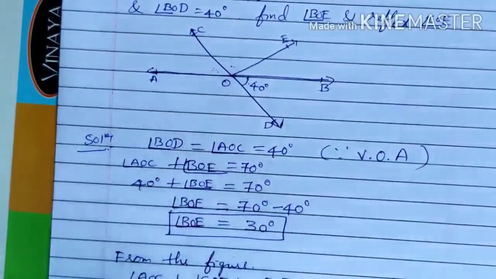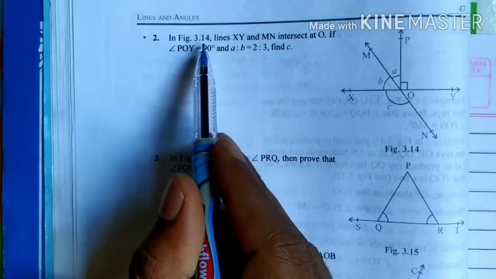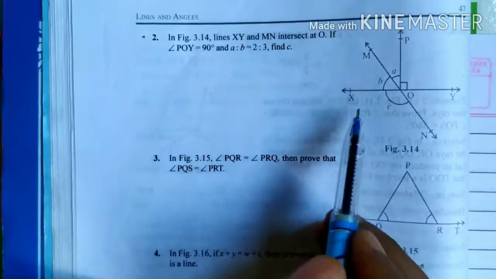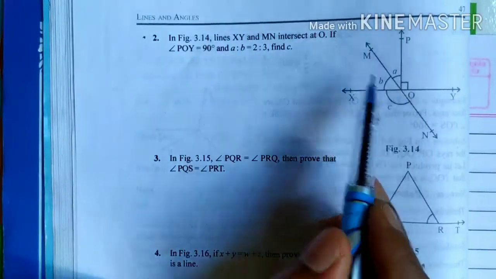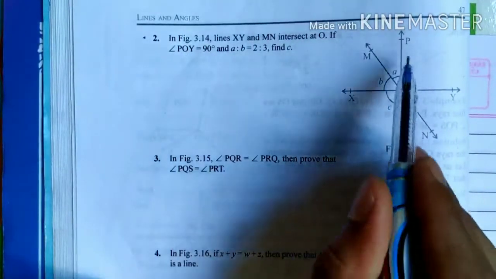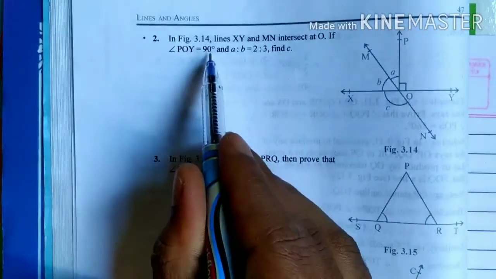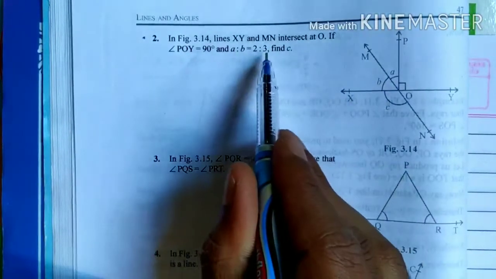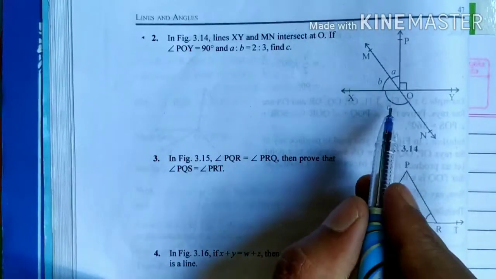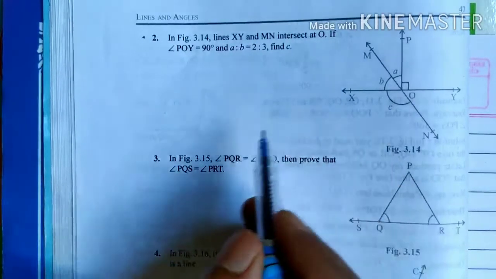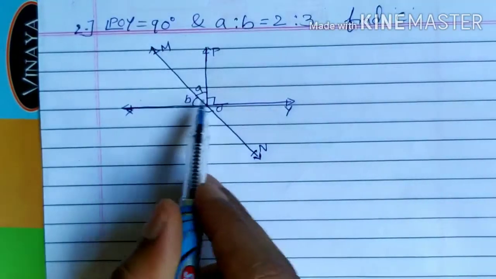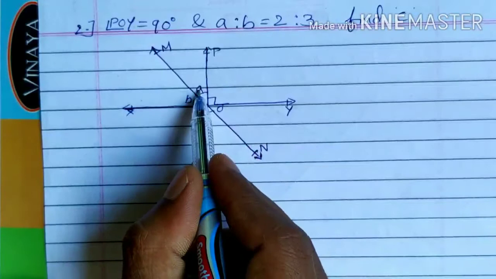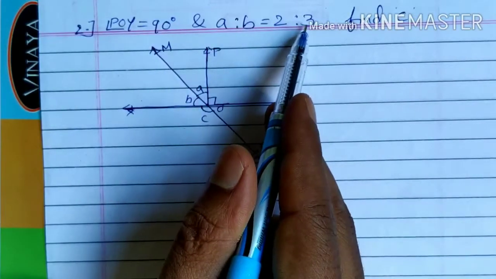Second problem. In the figure 3.14, lines XY and MN intersect at O. If angle POY is equal to 90 degrees and A is to B is equal to 2:3, find C. That is the question, and this is the diagram. We have to find C. A and B are in the ratio 2:3.